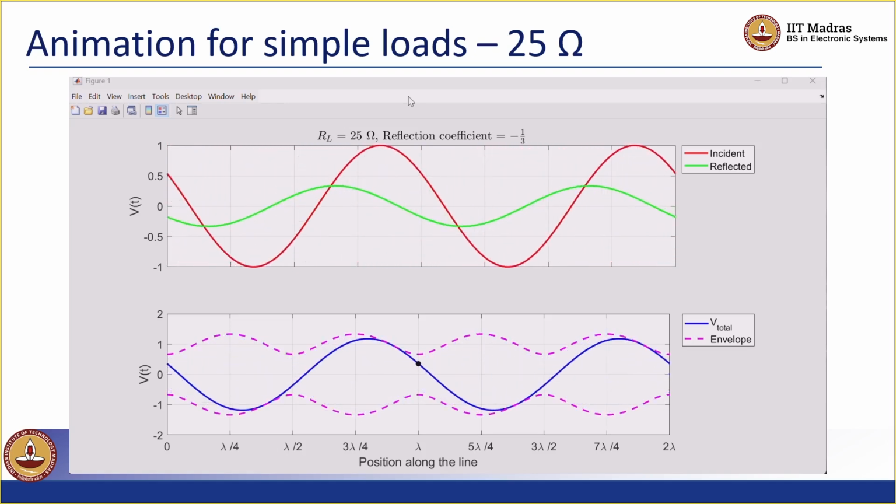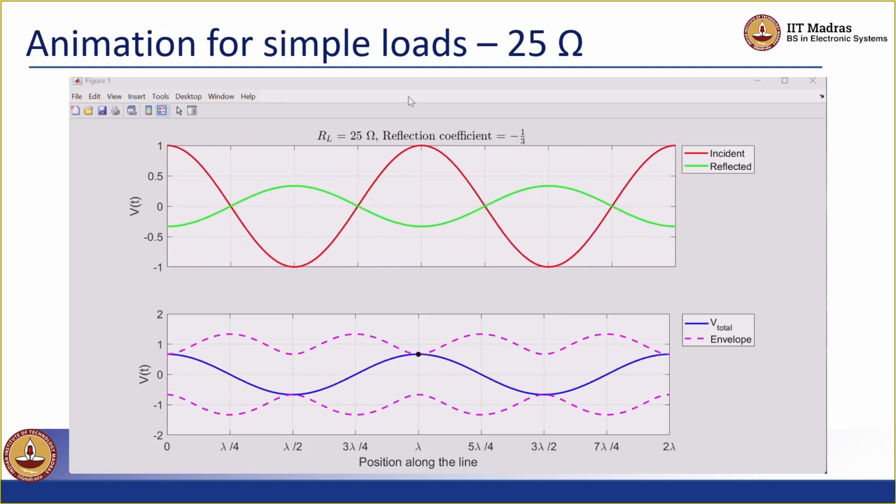But you can also take a look at the V total and the envelope. So there are points of maximum and minimum voltages. And you can say that the ratio of these two voltages, so this would be the V max, this would be the V min, is your voltage standing wave ratio, V max by V min. So you can see what we mean by the voltage standing wave ratio.